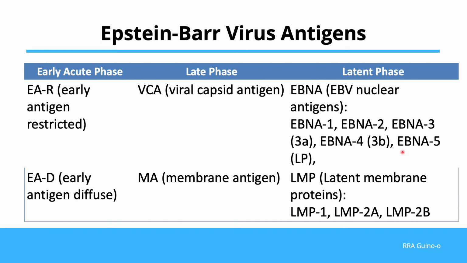During reinfections or reactivation of the virus, the immune system then encounters LMP, or latent membrane proteins. There are three subtypes: LMP1, LMP2A, and LMP2B.